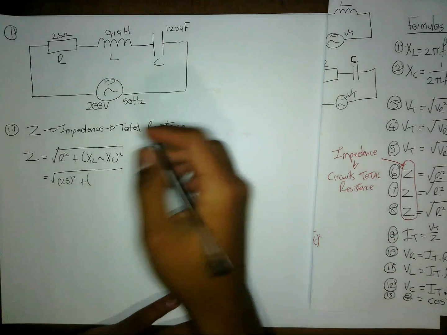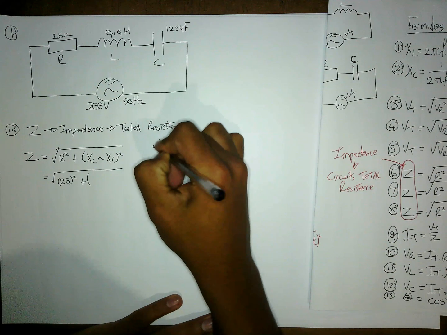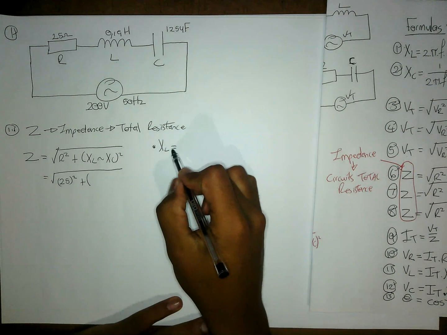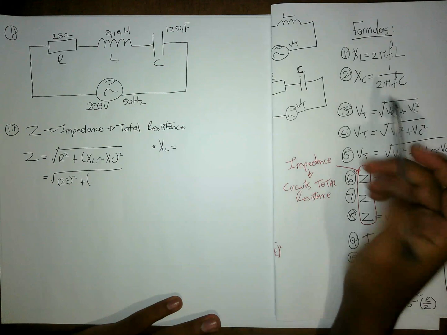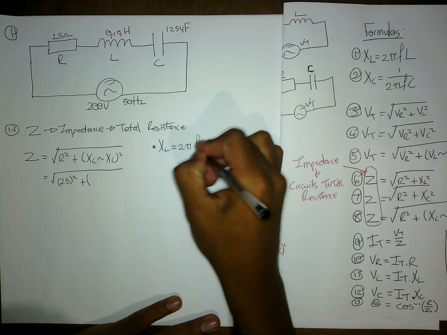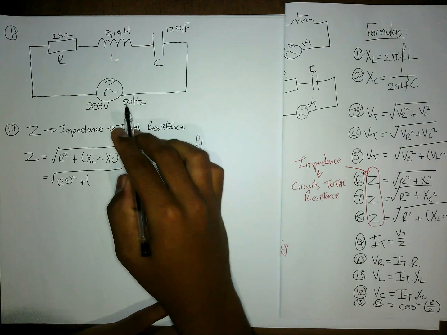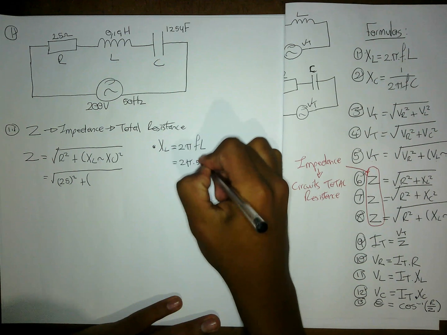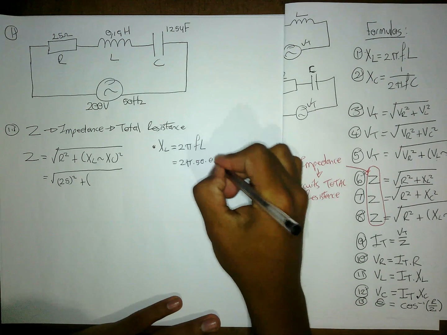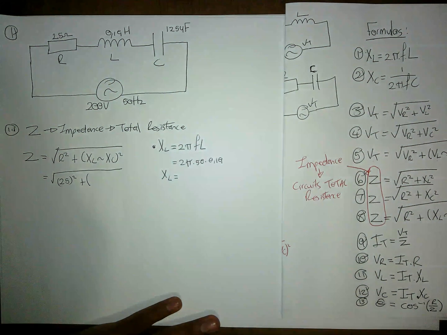So my next step is to get my XL. My XL formula is 2 pi FL. So I write down my formula and I substitute. My frequency is 50 hertz, my L is 0.19. Then I put it in my calculator.